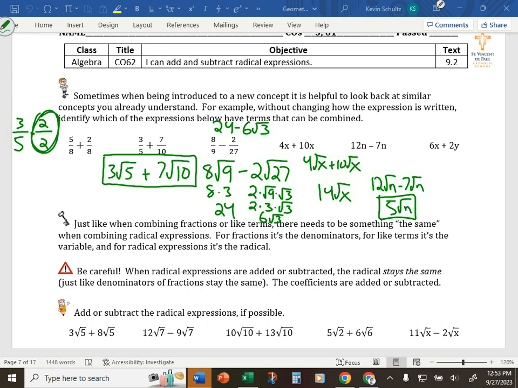But you do. Okay? Maddie. So the 6x plus 2y, would you write that as final answer or no? Final answer. Yeah. Okay.